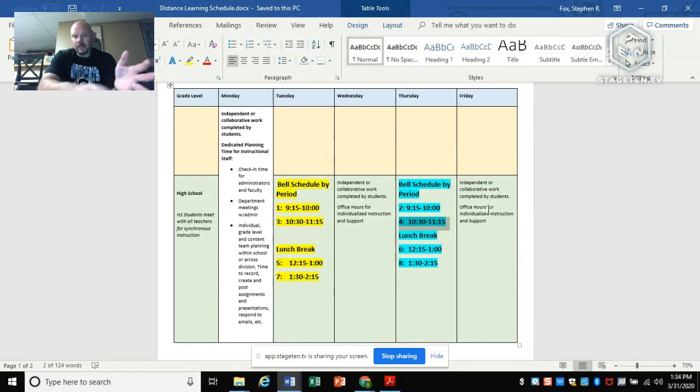Number two is that during that time, it doesn't mean you have Wednesday and Friday off. It means you're working on stuff. If you look, it says independent or collaborative work completed by students, and then you can meet with teachers during office hours, right? That's the deal.